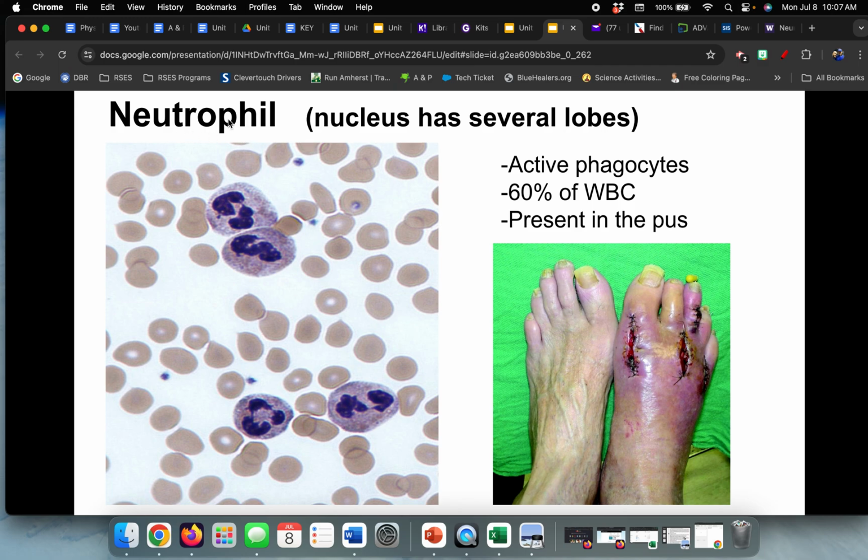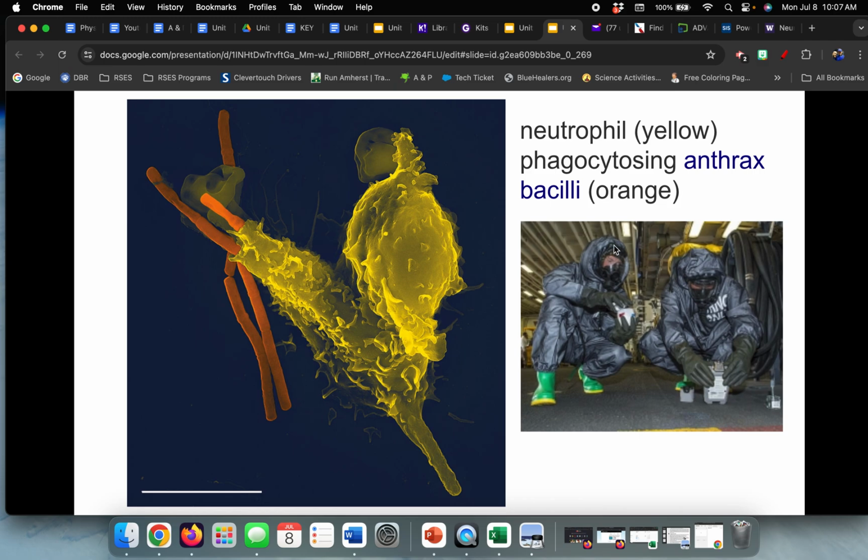So a neutrophil, you see them here. They have a nucleus with several parts to it, but they're active phagocytes, which we'll show you in a second. Their job is to eat, for lack of a better word, foreign substances in the body. They make up over half of the white blood cells, and they are also present in pus. You can see this guy's foot would have a lot of neutrophils in it.